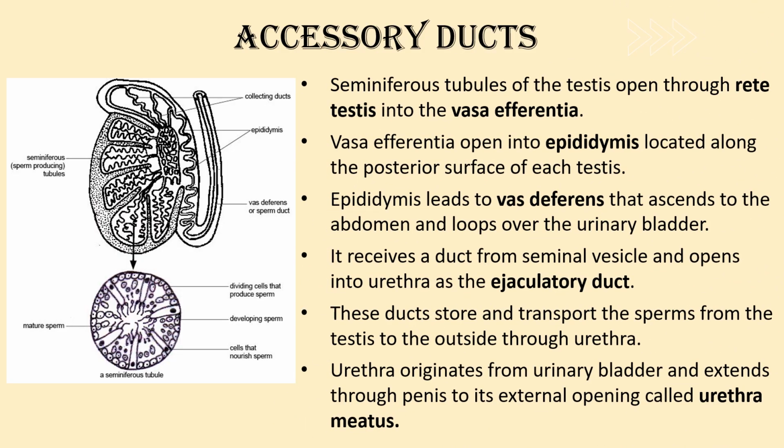Accessory ducts. The seminiferous tubule of each testis opens through rete testis into vasa efferentia. It then leads to epididymis and finally opens into vas deferens. Vas deferens receives a duct from seminal vesicle and opens into urethra as ejaculatory duct. All these ducts are used to store and transport the sperms from testis to the outside.